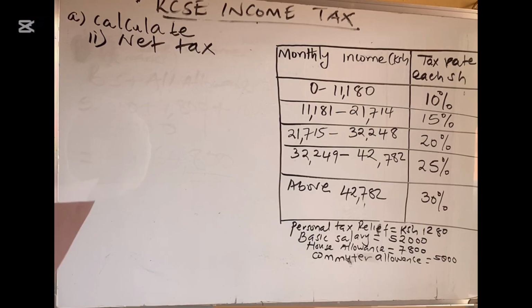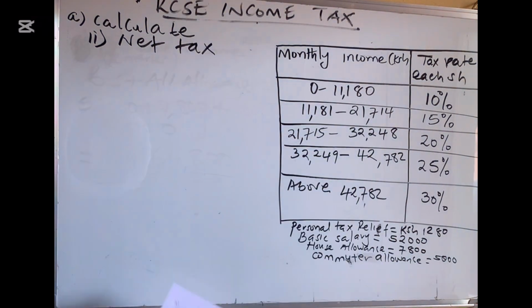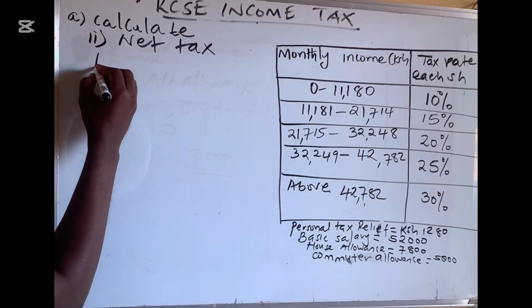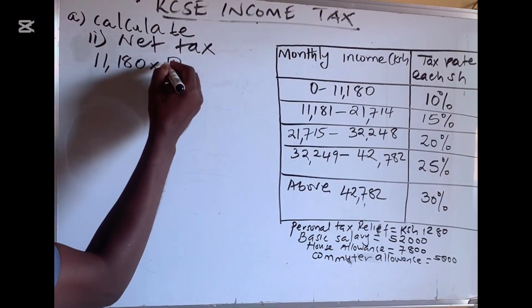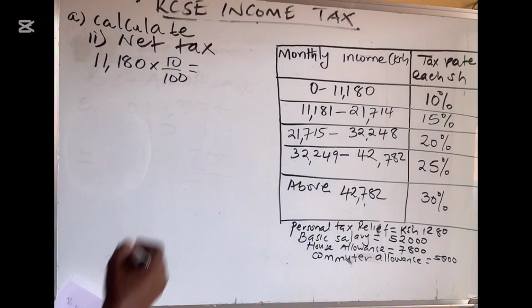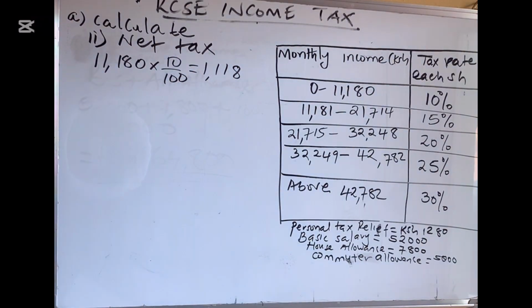The next question is asking us about net tax. Now, net tax is calculated by using the taxable income. Our taxable income was 64,800, and we're going to subdivide that 64,800 into what we call bands, and then multiply by the tax rate, which is in terms of percent. So the 64,800, we're going to start by taxing the first 11,180 and multiply by the rate, which is 10%. This will give us 1,118.